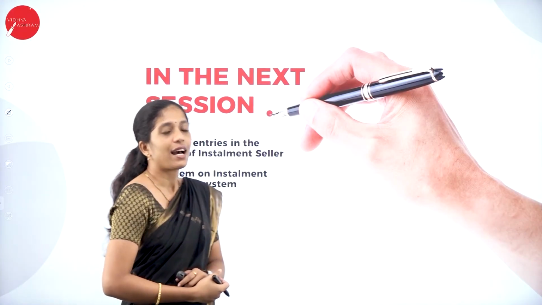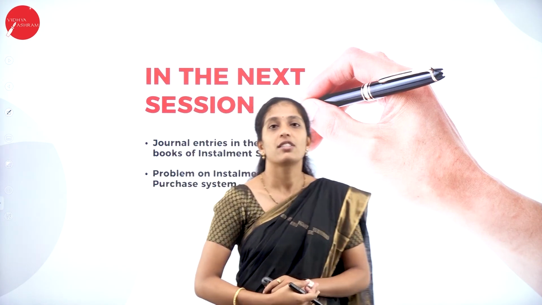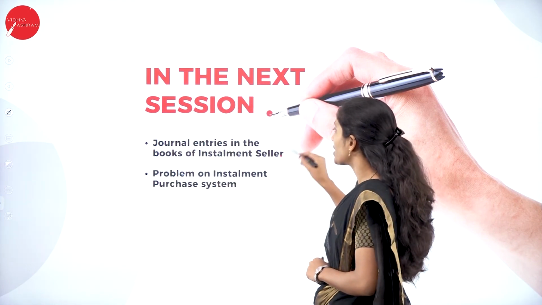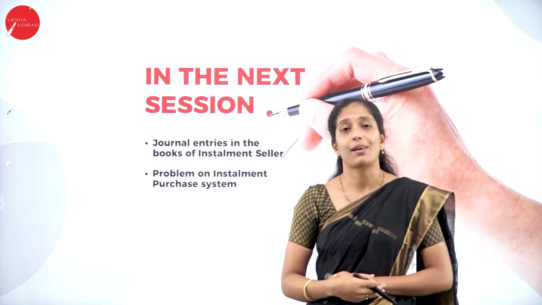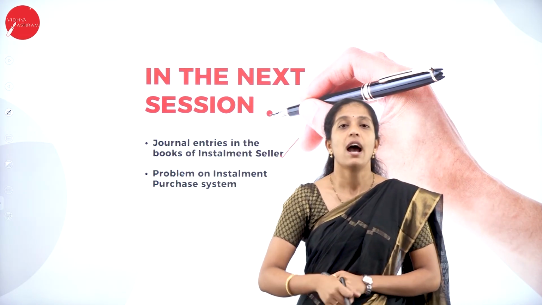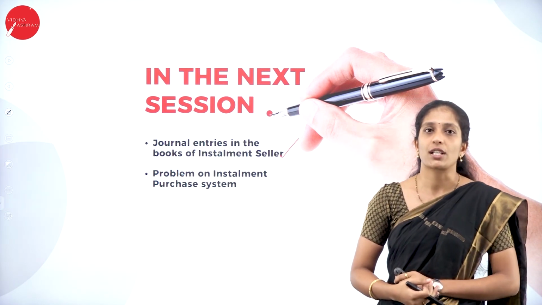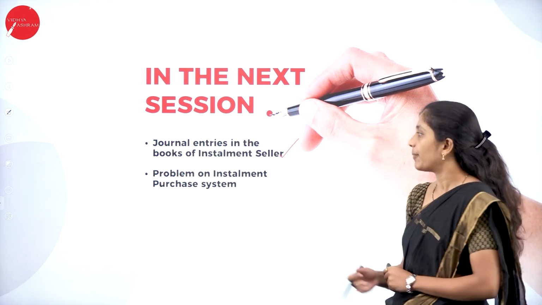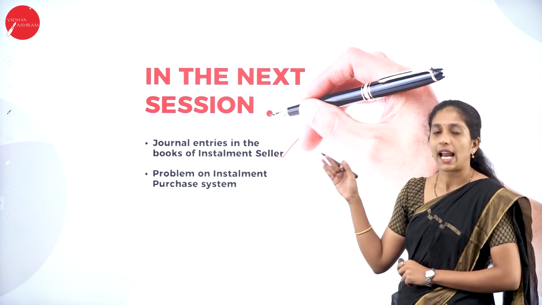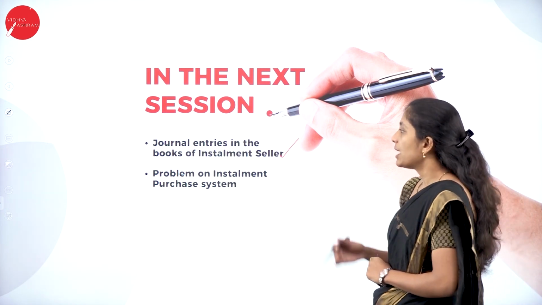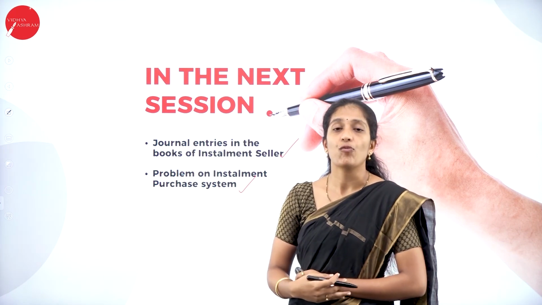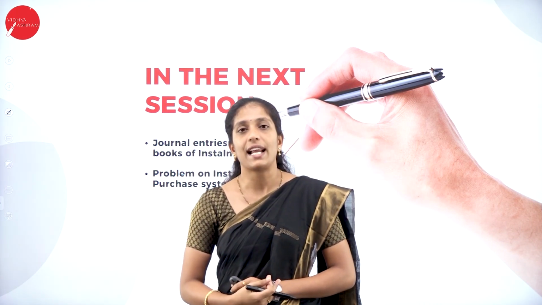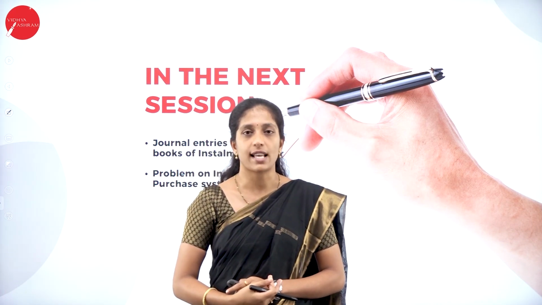In my next class, I am going to discuss journal entries in the books of the installment seller. Till now we have discussed journal entries in the books of the installment purchaser, and we also prepared ledger accounts in the books of the installment purchaser. Next, we are going to record entries in the books of the installment seller, and we shall solve a problem on the installment purchase system where we record journal entries in the books of the installment seller.